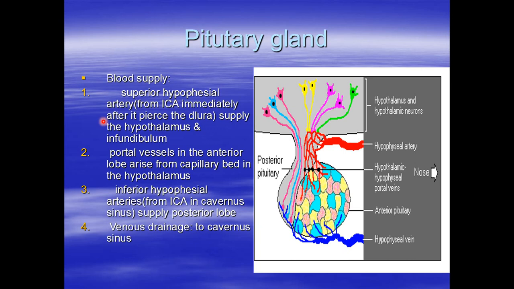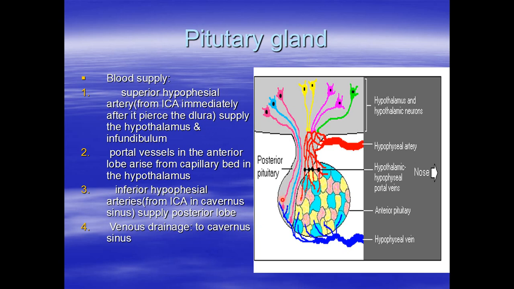Also supplies the hypothalamus and the infundibulum. So this is the superior hypophyseal artery supplying the anterior pituitary gland and the adjacent areas. Also, portal vessels in the anterior lobe rise from a capillary bed in the hypothalamus. We have in the hypothalamus a capillary bed that also supplies the anterior lobe. The inferior hypophyseal artery, which is also from the internal carotid artery, supplies the posterior lobe here.